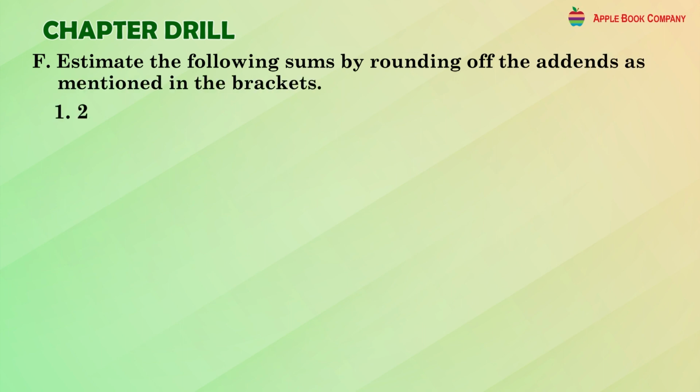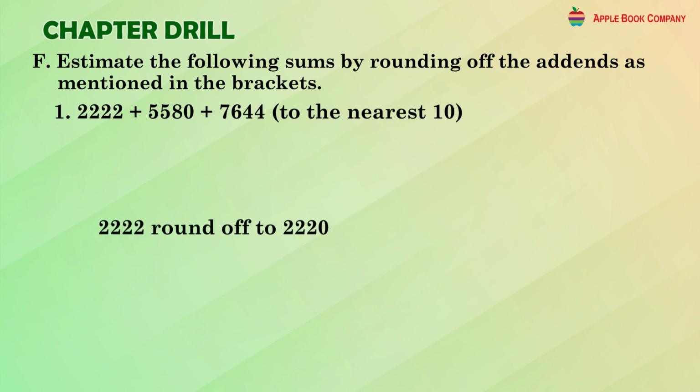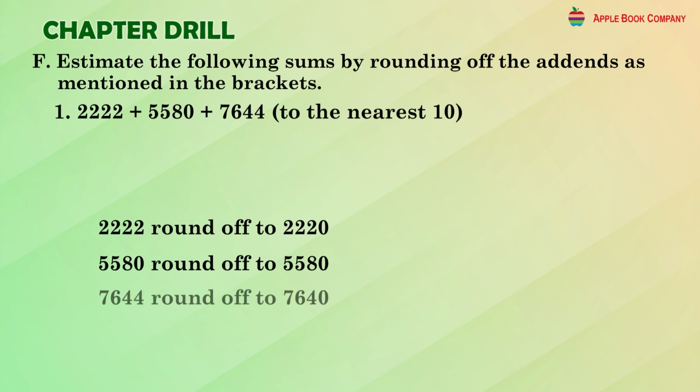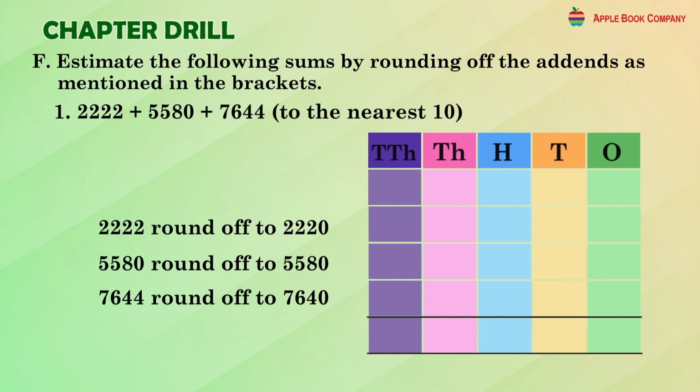Estimate the following sums by rounding off the addends. The number given to us is 2,222 plus 5,580 plus 7,644. We need to round this off to the nearest 10. Now, 2,222 is rounded off to 2,220. 5,580 is rounded off to 5,580. 7,644 is rounded off to 7,640.